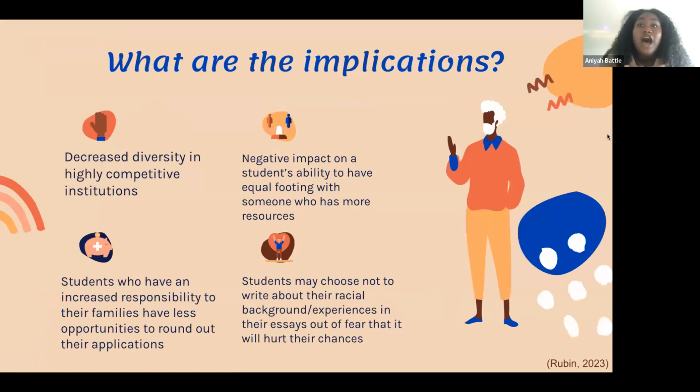So here are just some of the implications of the banning of affirmative action. These are just 4. There's countless. I found a lot, but just boiled it down. There is decreased diversity in highly competitive institutions. So affirmative action policies would have made students from various racial backgrounds, ethnic backgrounds, and different socioeconomic statuses more visible. These students are no longer getting the same kind of exposure in these highly competitive institutions.